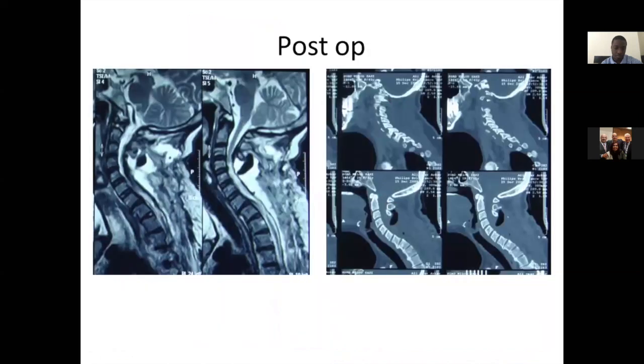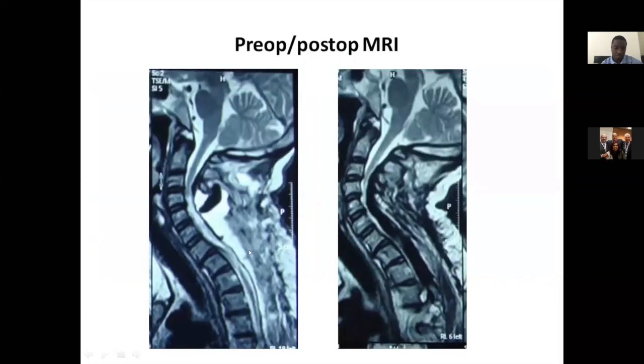This is the post-op MRI taken a few days after the surgery, the CT as well. It shows an adequate decompression, and it shows here also the removal of this black line. If you compare the pre-op tissue that was occupying the canal here, it's completely gone.